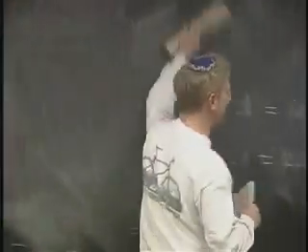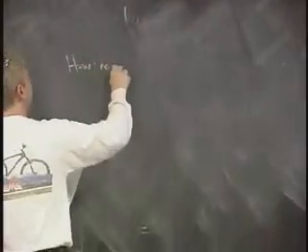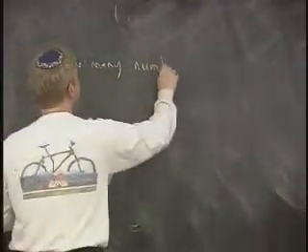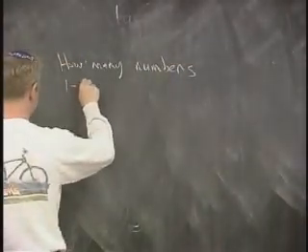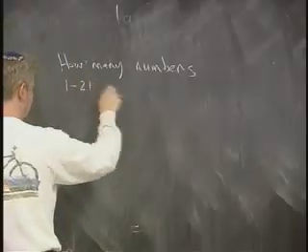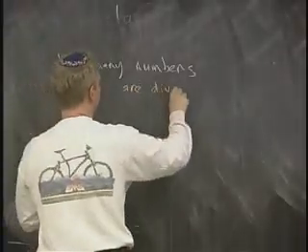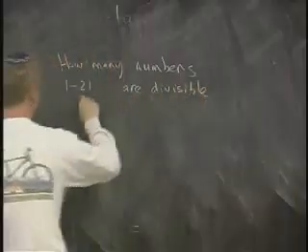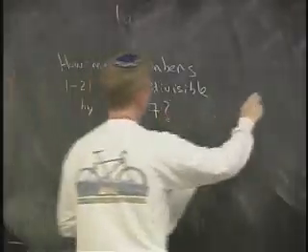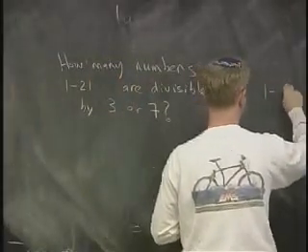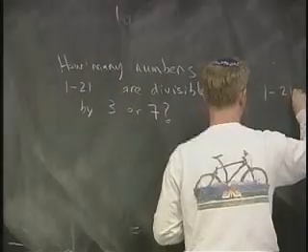All right, let me give you another problem. It's a little bit less arbitrary here. This is a good one. How many numbers from 1 to 21 are divisible by 3 or 7? And we'll do the same question with 1 to 21,000.